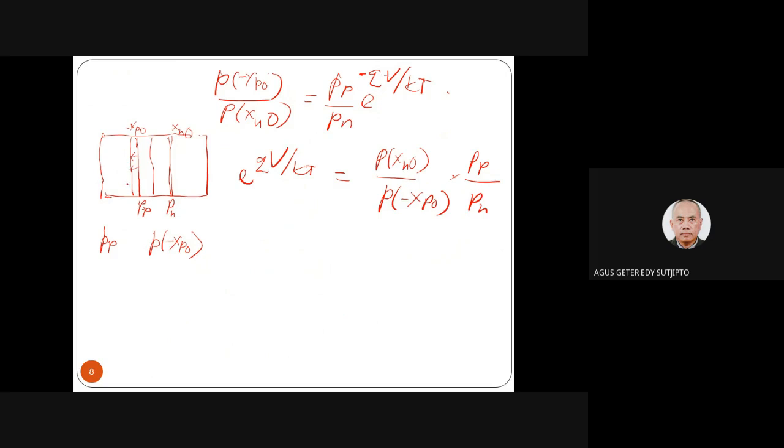So now consider p in equilibrium and p at minus xp0. The change of the concentration of p is not significant, so this is almost the same. On the other hand, we can see that p over p at minus xp0 equals 1, so there is no change.